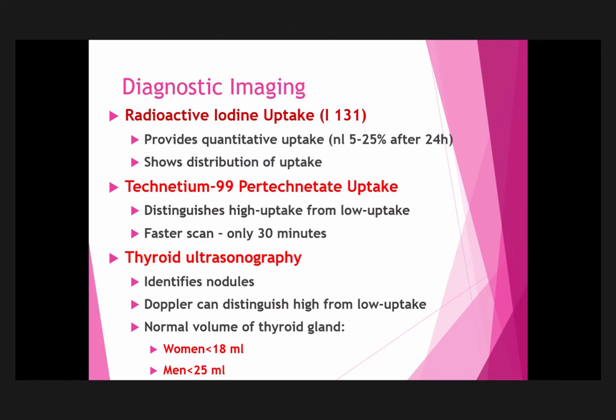The next type of scanning is very easy and very cheap. It is ultrasound of the thyroid gland. It may identify nodules and show, first of all, the size of the thyroid gland. Look down, please. Normal volume of the thyroid gland: for women, less than 18, for men, less than 25 milliliters. Centimeters are not interesting to us. We need the volume of the thyroid gland, so the ultrasound doctor will show you that information.